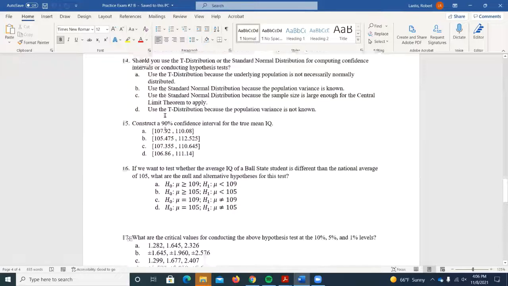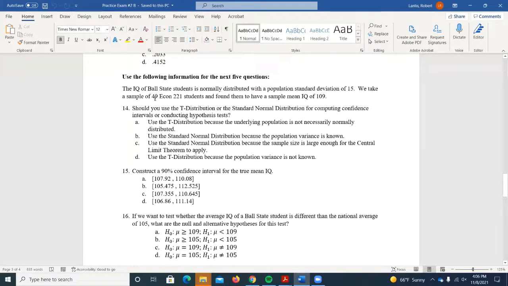So for us, we're going to work through one where I've got the IQ of Ball State students. I know they're normally distributed with a population standard deviation of 15. So I'm given a population standard deviation. I've got a sample of 49 students, and I find a sample mean of 109.